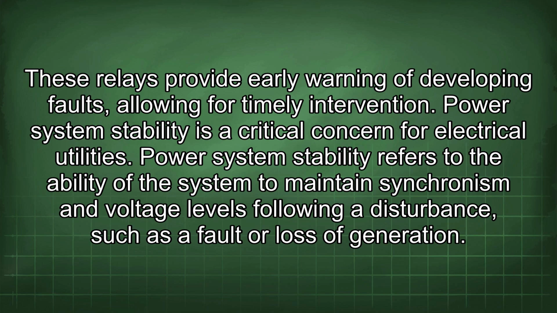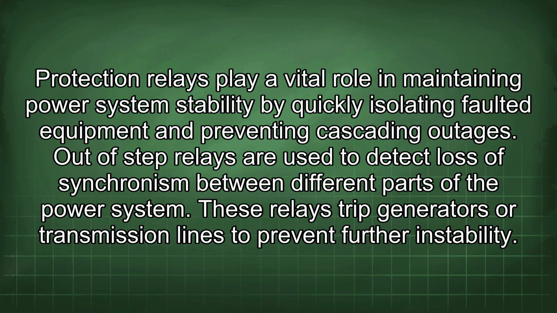Power system stability is a critical concern for electrical utilities. Power system stability refers to the ability of the system to maintain synchronism and voltage levels following a disturbance, such as a fault or loss of generation. Protection relays play a vital role in maintaining power system stability by quickly isolating faulted equipment and preventing cascading outages.